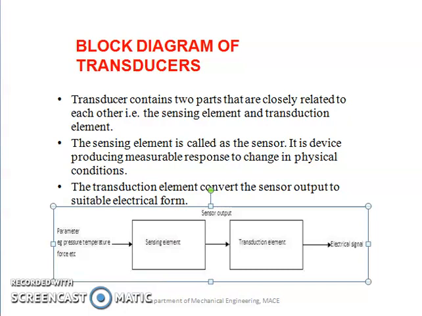The working principle of transducers can be explained by this block diagram. The transducer contains two parts that are closely related to each other. One is the sensing element and the second one is the transduction element. The sensing element is called the sensor. This device will produce a response to change in the physical condition or physical parameter that is measured. And the transduction element converts the sensor's output to a corresponding electrical form.